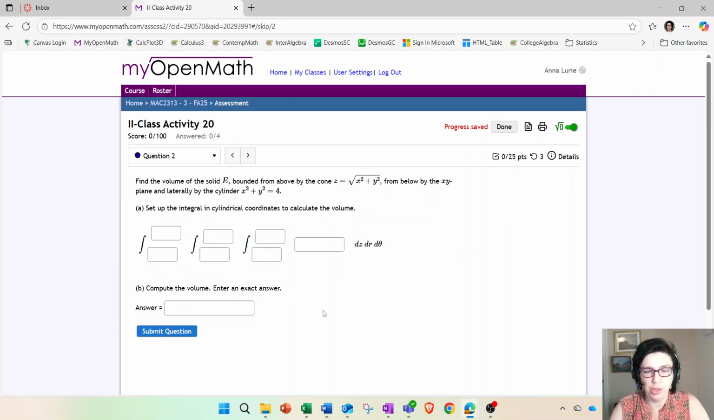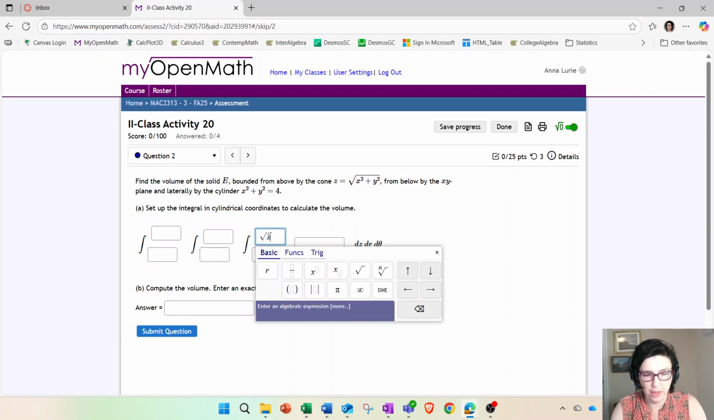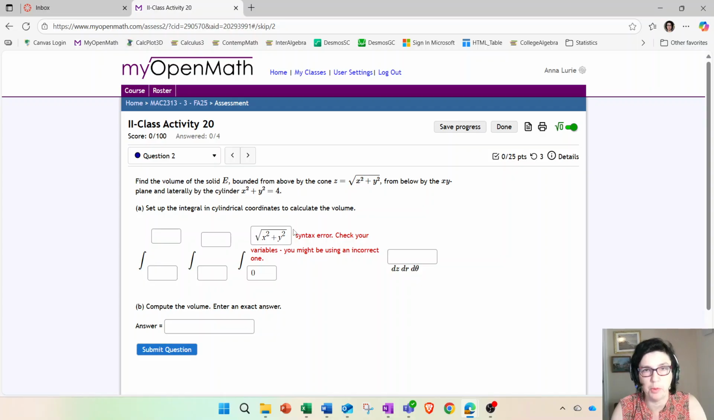So first of all, just to discuss what these things represent. When they give you from below, from above, they're actually giving you the inside limits. So the below limit is going to be the xy plane, which is z equals 0. So then you put that here. And then above is the cone. And then you put the cone equation over here, except since we're going to do this in cylindrical coordinates, we're going to need to change the variables. My OpenMath is complaining because it is not expecting you to put anything in x and y, because the variables in cylindrical coordinates are z, r, and theta.